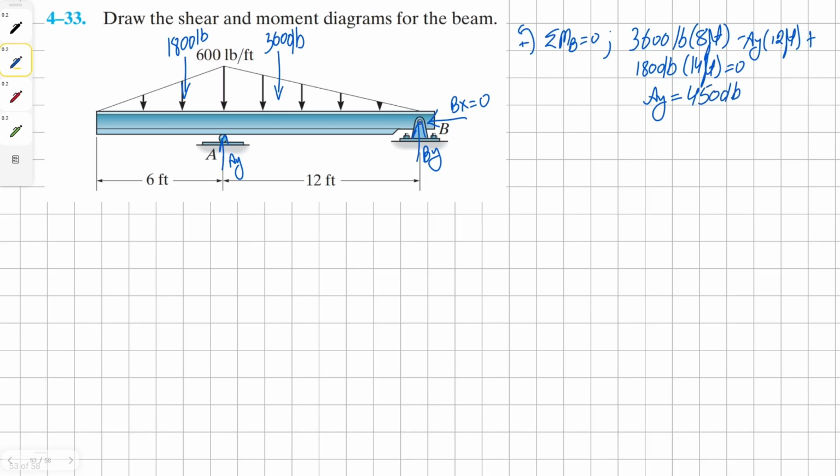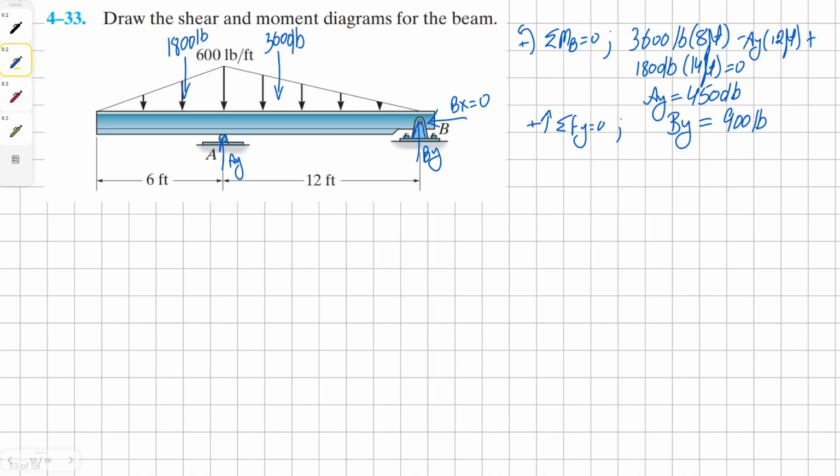And then to find our solution for BY, we simply have to sum the forces in Y direction. So we're going to have negative 1800 and 3600 and positive 4500. Solving for this, we get our solution for BY as 900 pounds.